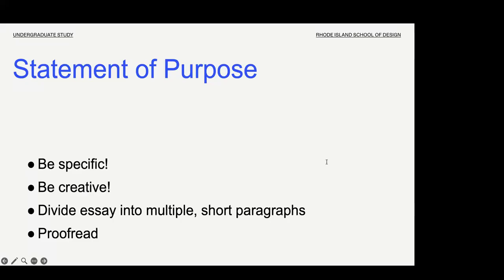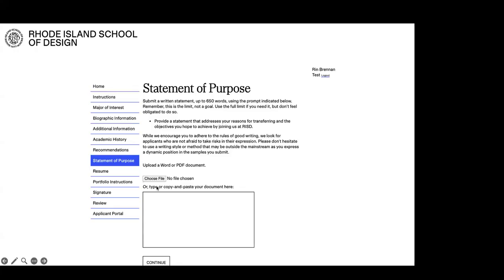And then also be specific about the major you'd like to study. You don't just have to write a cover letter. You can really be creative with this and tell us a story, share something that's important to you, your identity. Those types of things are really a great place to showcase more of your personality and creativity.